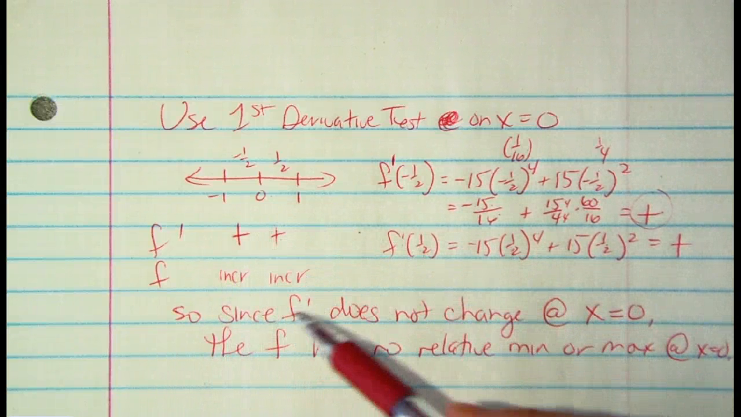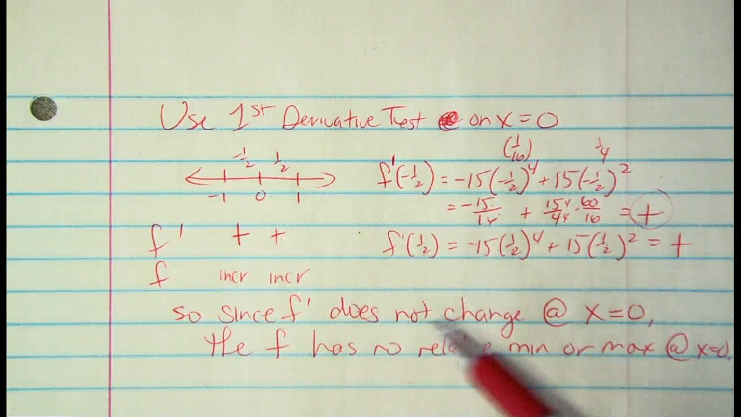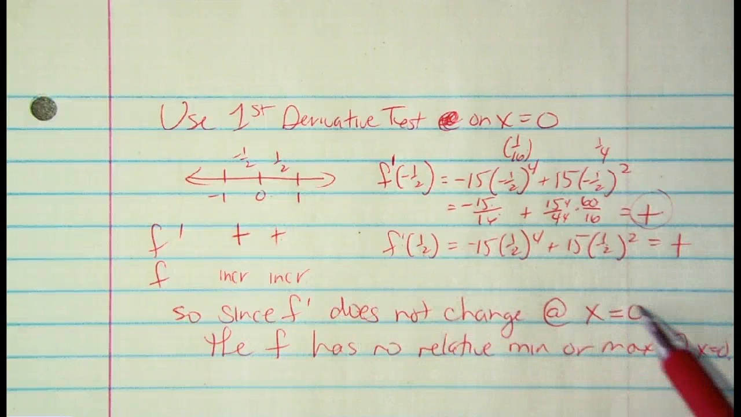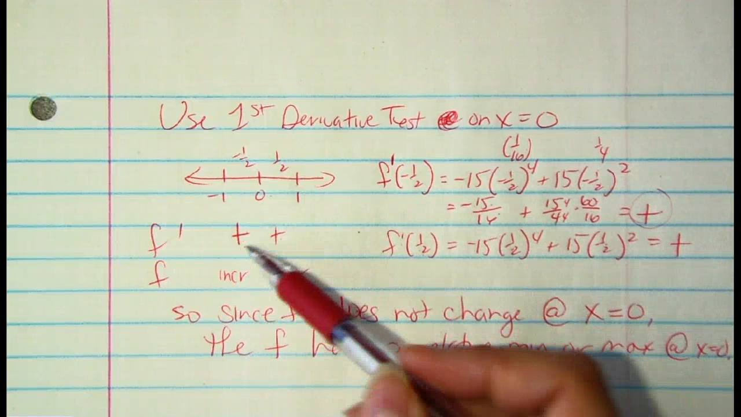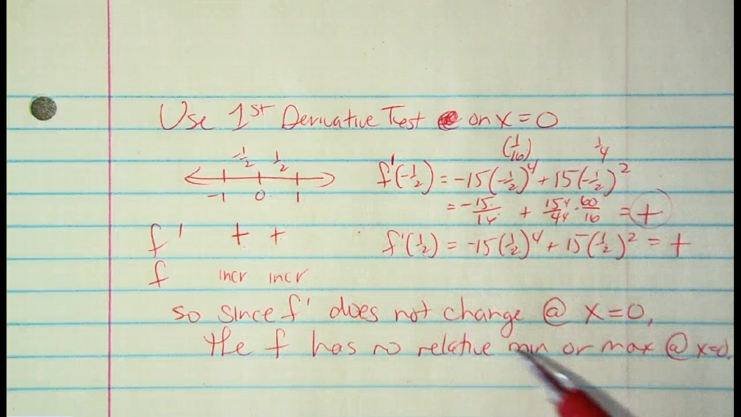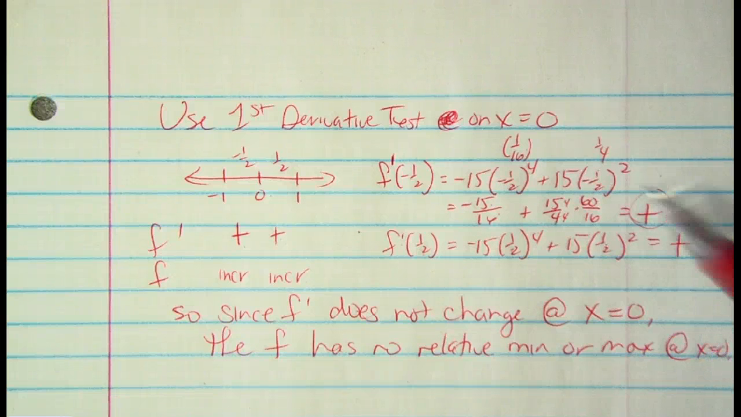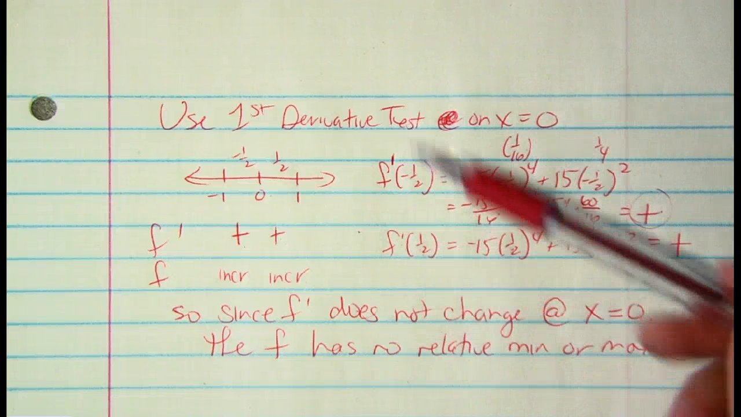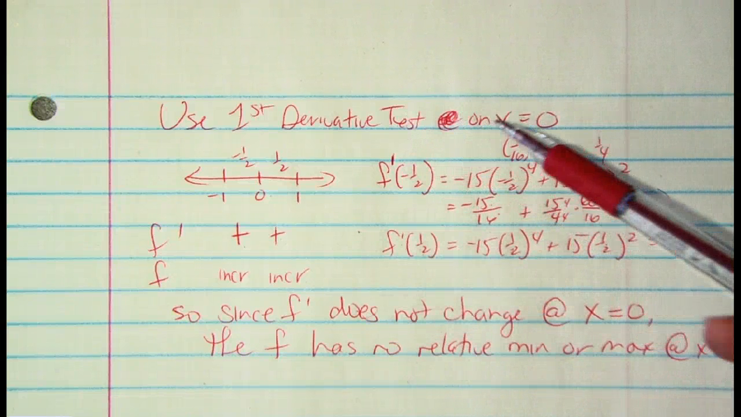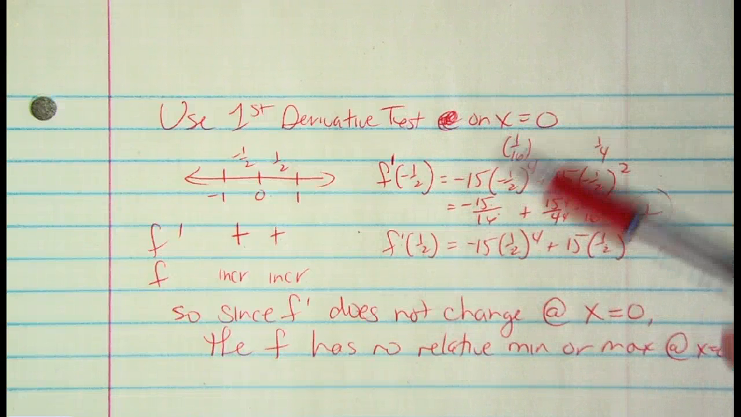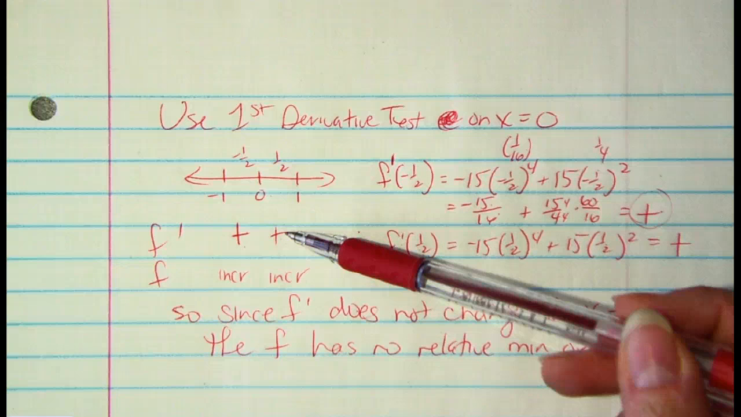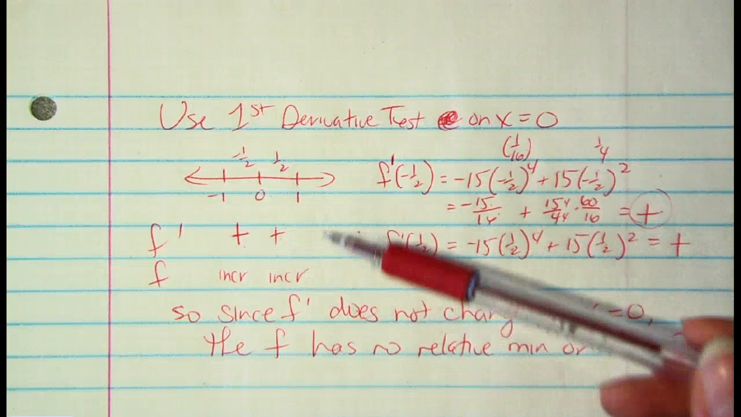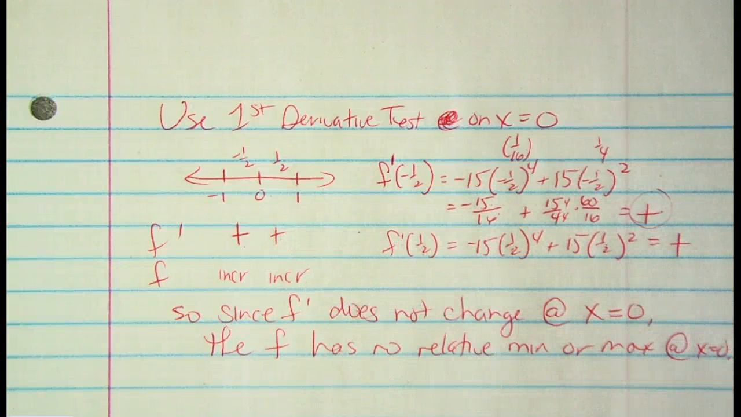So since f prime does not change at x equals 0, then f has no relative min or max at x equals 0. And this does not happen every time when you test with the first derivative test, when a value fails on the second. Sometimes there is no relative min or max, sometimes there is. And I'm done.